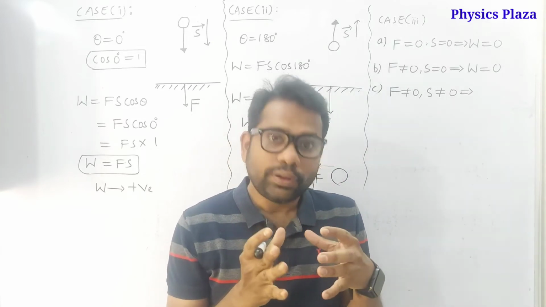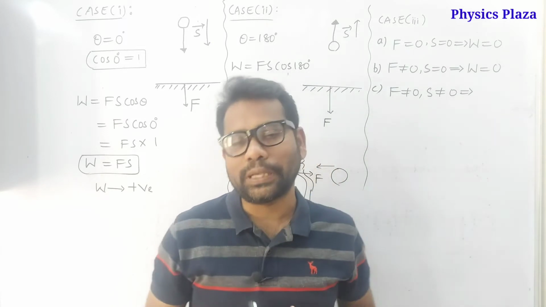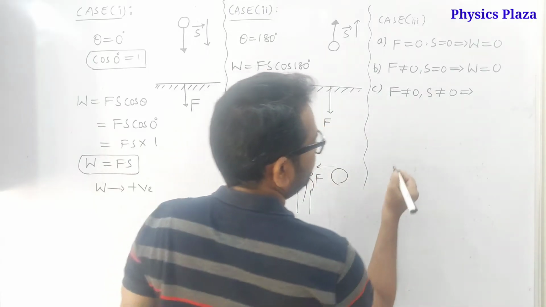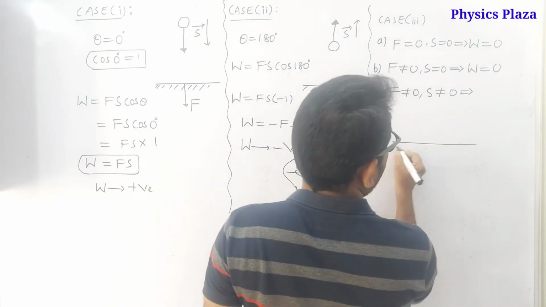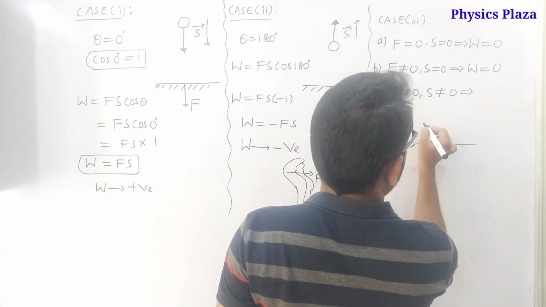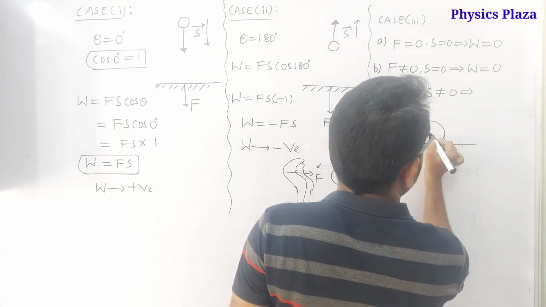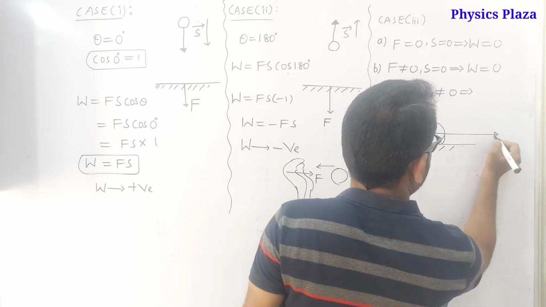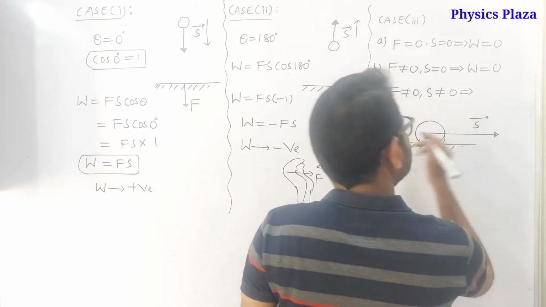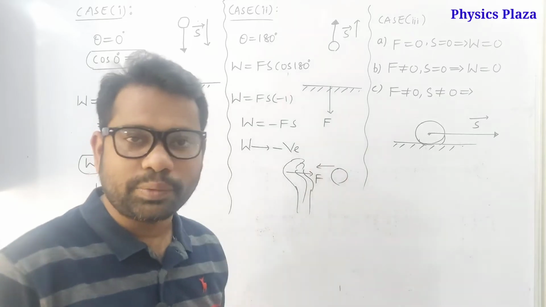Do we have any situation where the work done will still be 0? Let us take the case, children. Here is a horizontal surface, and let us take a ball or something on it. The ball is displaced somehow, either to the left side or the right side, whatever it may be.